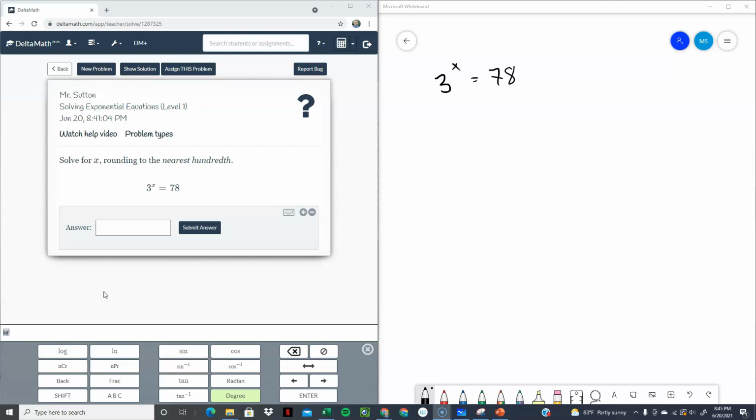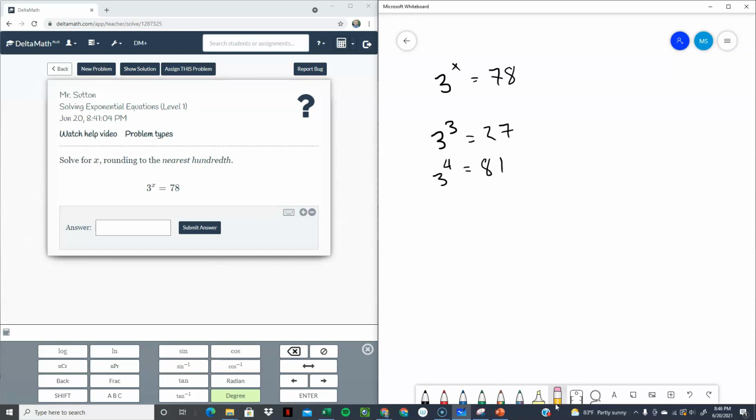And the last section I'm going to show you on Delta Math. All right, for this section, solve for x rounding to the nearest hundredth. So we have this set up, and it's in exponential form. The thing is, for this one, we can't guess and check because our exponent is not an exact answer. If you do 3 to the third, you get 27. If you do 3 to the fourth, you get 81. So our exponent is going to be somewhere between 3 and 4, but we don't know exactly what. We're going to be rounding to the nearest hundredth here.